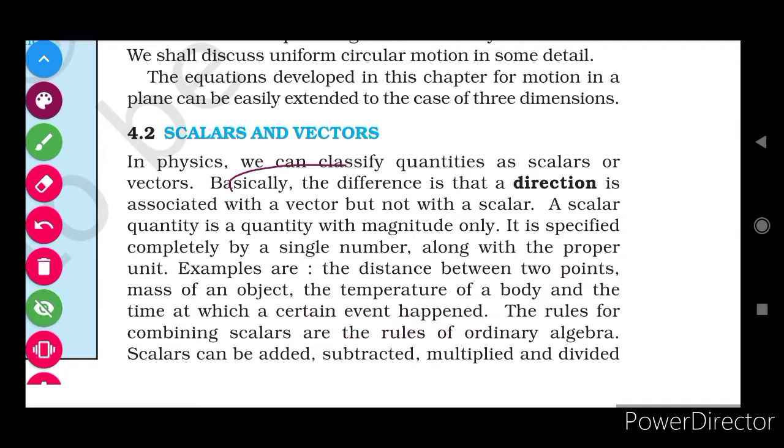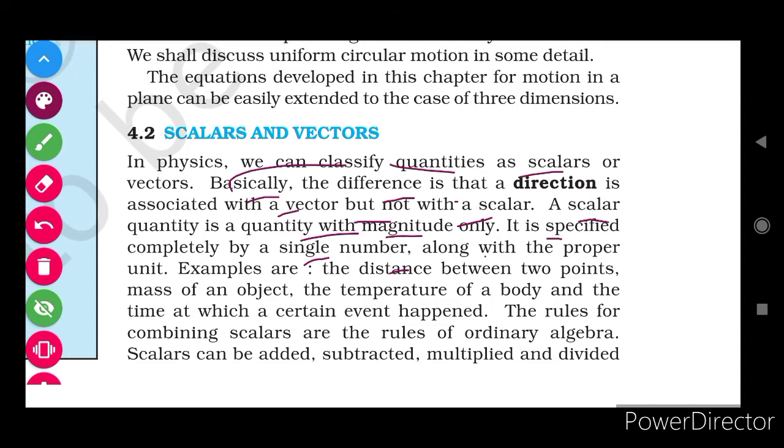In physics we can classify quantities as scalars or vectors. Basically the difference is that a direction is associated with a vector but not with a scalar. So the basic difference is the direction. A physical quantity having direction will be a vector, and a physical quantity which has no direction will be a scalar. A scalar quantity is a quantity with magnitude only. It is specified completely by a single number along with a proper unit.